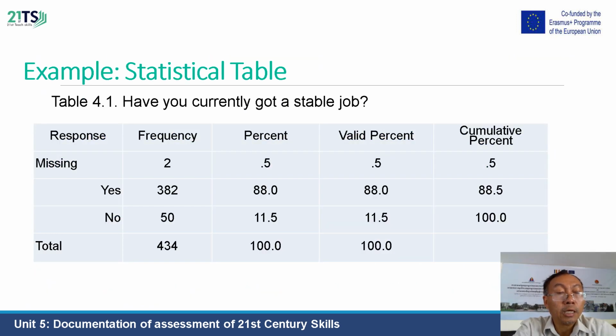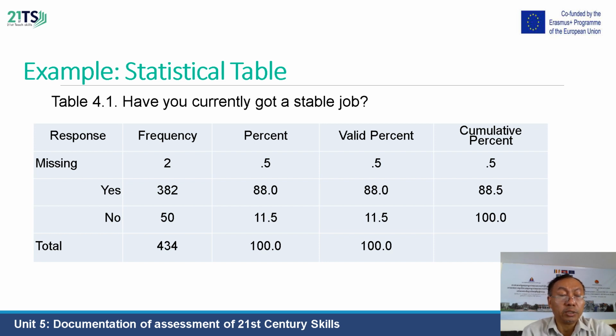Here is an example of a statistic in a table. The table presents the responses to the question of how many people have currently got a stable job. There are 5 columns in this table. The first column refers to the response to the question. The second column refers to the frequency of responses. The third column refers to the percentage converted from the frequencies. The fourth column refers to the valid percents. And the last column refers to the accumulated percents.